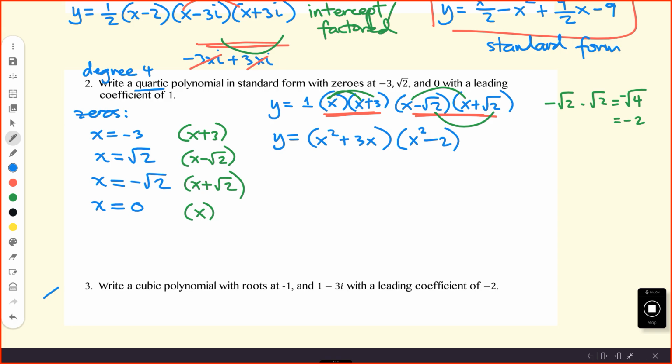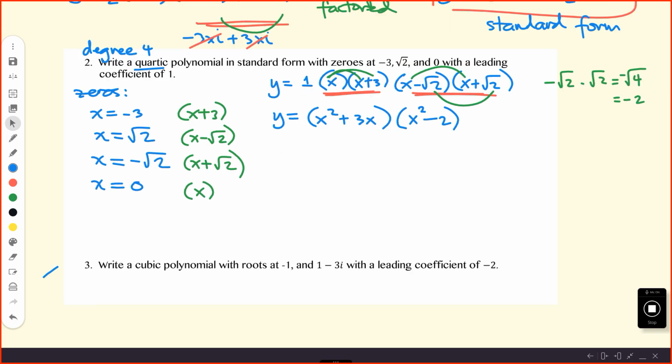Okay. Now, once we have this, then we can do the FOIL method, right? So we can multiply, because this is quartic, the highest exponent must be 4. So x squared times x squared, what is that? X to the power of 4. And then I can multiply, because I know I have to arrange, 3x times x squared. What is that?